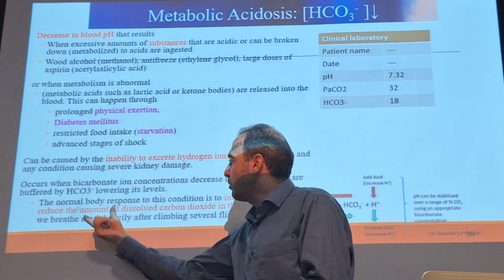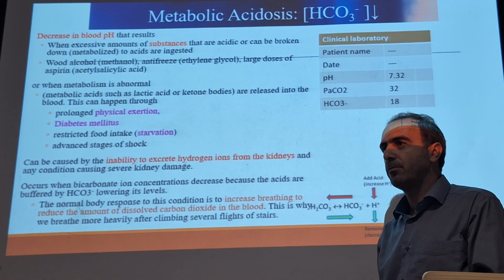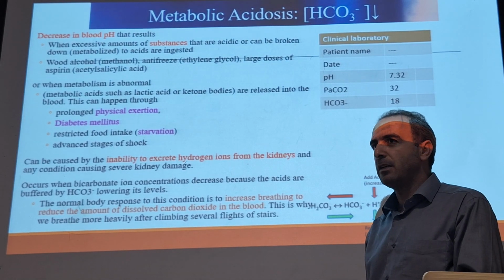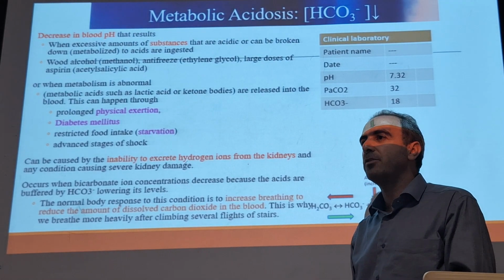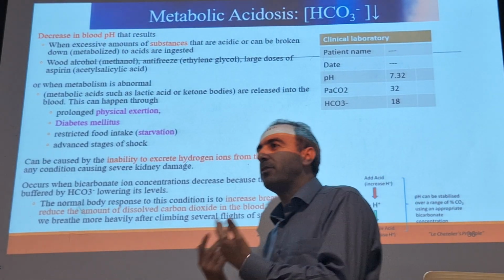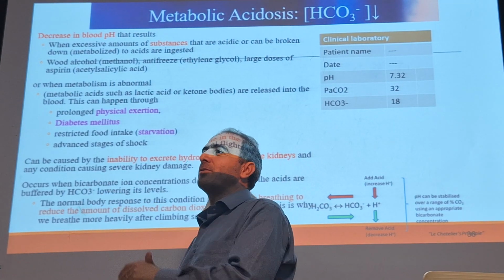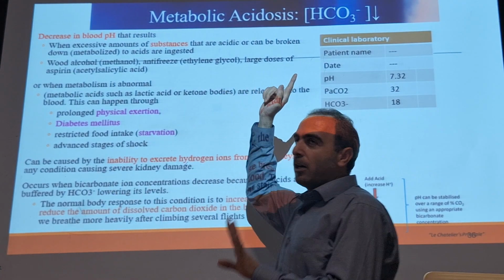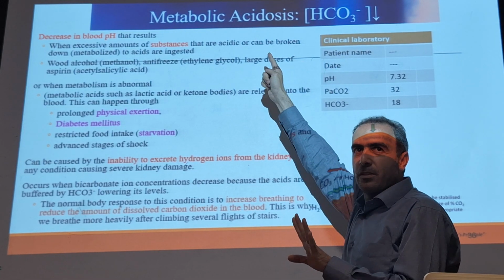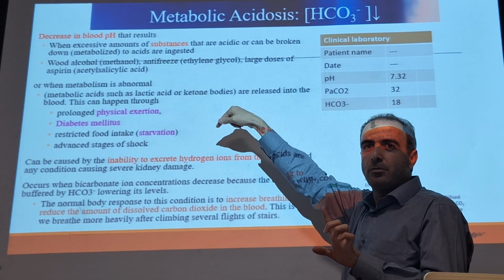and reducing the amount of CO2 in the blood. What is the name of this? We call it respiratory alkalosis. In respiratory alkalosis, we have a decrease in CO2. So as compensation for metabolic acidosis, we have respiratory alkalosis.